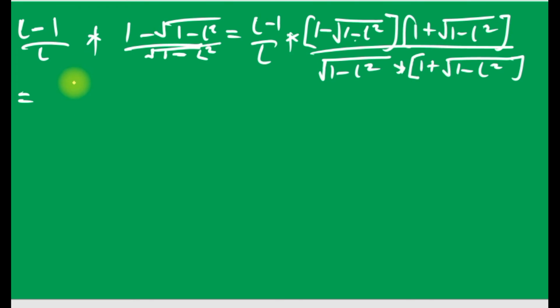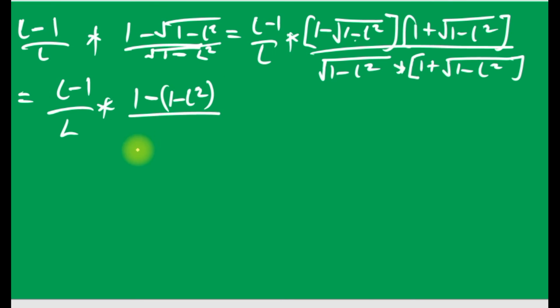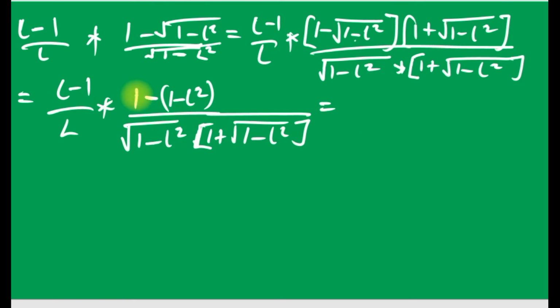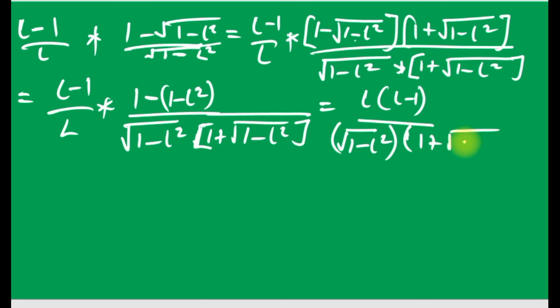So this is (L minus 1) over L times the difference of two squares. So we have 1 squared minus the square of this, which is 1 minus (1 minus L squared), over the square root of 1 minus L squared times 1 plus the square root of 1 minus L squared. This is 1 minus 1, so we're left with L squared here. So L squared over L, we have L times (L minus 1), because this is L squared. L cancels, leaving one L, over the square root of 1 minus L squared times 1 plus the square root of 1 minus L squared.